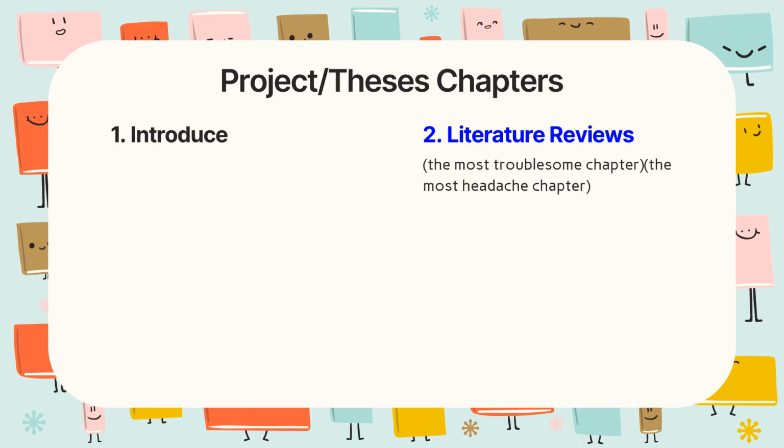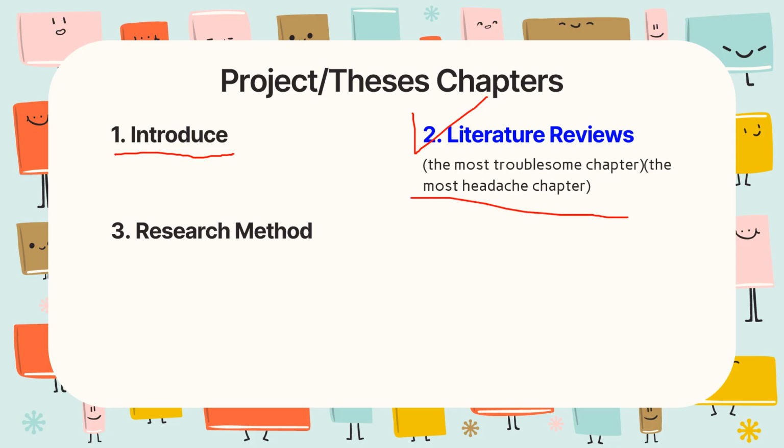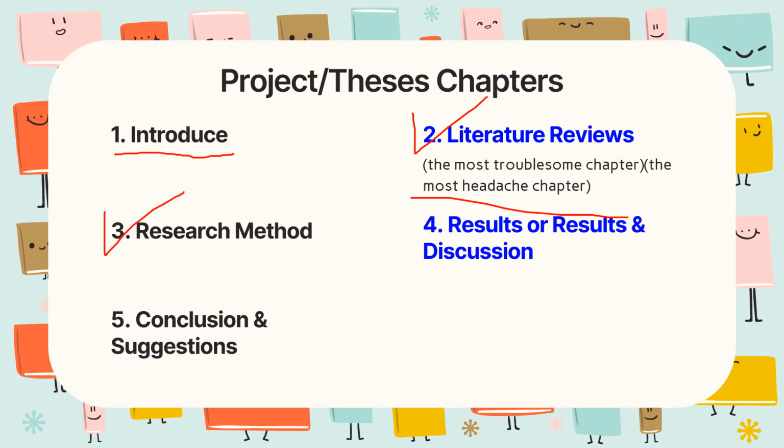And I remind you that for your project and thesis chapters, the first chapter is called introduction. The second chapter is called literature review. Sometimes it is the most troublesome chapter, or the most headache chapter. And number 3 is called research method. Number 4, results, or somebody calls it results and discussion. Number 5, conclusion and suggestions. They have flexible terms.